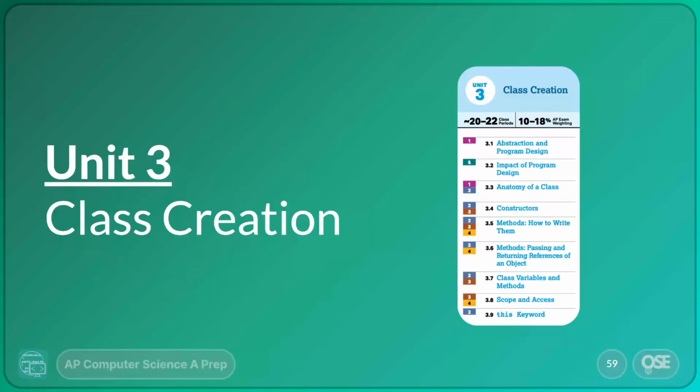Now, let's talk about Unit 3, class creation. Unit 3 represents 10 to 18% of the AP exam. So while it's one of the least weighted units, it sets up a good portion of the course as it talks about classes, which are used all across Java.